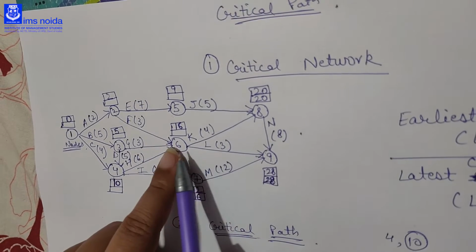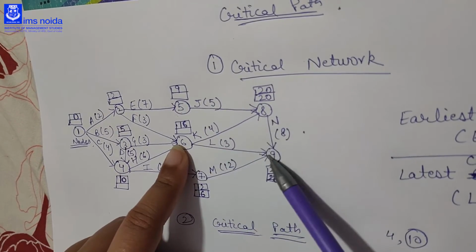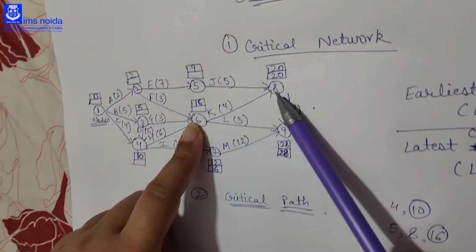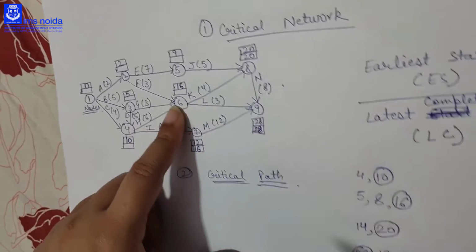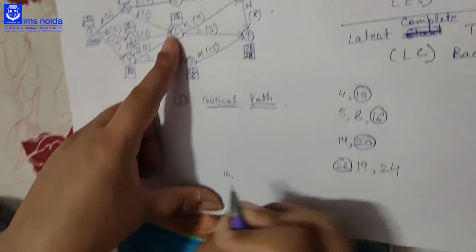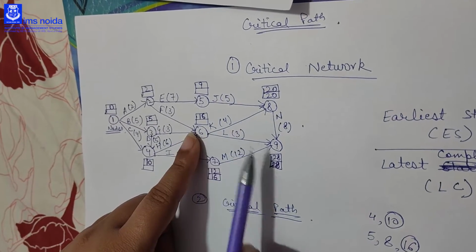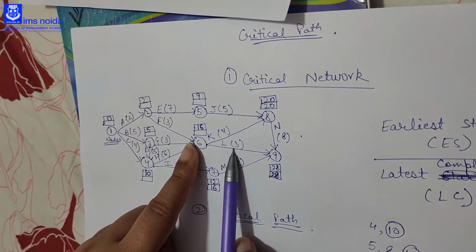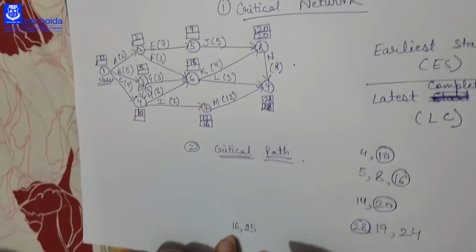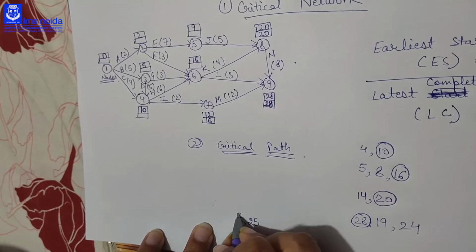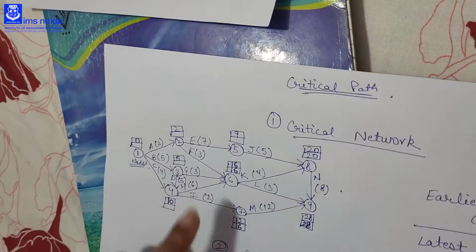Then you can come to the 6. Now there are two ways to come to the 6, that is 8 to 6 and 9 to 6. If you are coming from the 8 to 6, then you have to subtract 4 from 20, then you will get 16. And if you are coming from 9 to 6, then you will subtract 3 from 28, then you will get 25. Now you will take the minimum time. So the minimum time is 16, so your LC of 6 is 16.